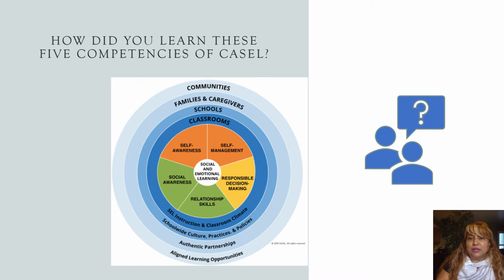So let's take a look at how you learned these 5 competencies of CASEL. Before we start teaching our students, we always have to self-reflect and see how we learned. Is there something that we can replicate for our students? Is there something that's not in the students' environment that we could help bring into their lives to help them build these skills if they have some skills that are missing or there are some gaps? So let's take a look. Think about it for a few minutes. Here is the circle.